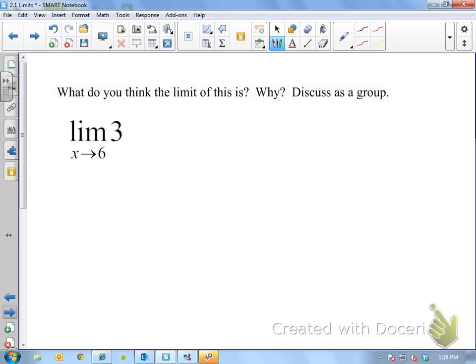Okay, so what about this one? What if I'm taking the limit as x approaches 6 of 3? Kind of don't like the way this equation editor wrote it. The 3, in my opinion, is too close. 3 is to the side, kind of. So I want you to talk about that with your groups really quick. What do you think this limit would be? Remember, we're trying to figure out y values. What y value would we be approaching as x gets closer to 6? So I'm going to give you just like 1 minute to talk about that at your tables.